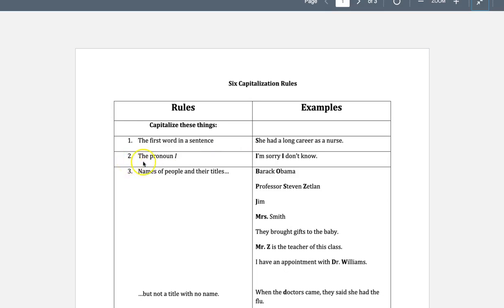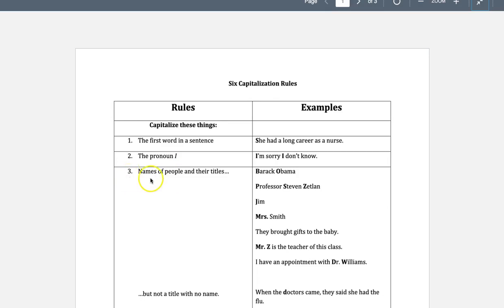Rule number 2, the pronoun I. Pronouns are I, you, he, she, it, we, they. But only this pronoun needs to be capitalized all the time. Here, it's capitalized because it's the beginning of the sentence. But here, it is in the middle of the sentence, and it also must be capitalized. Always capitalize the pronoun I anywhere that you write it.